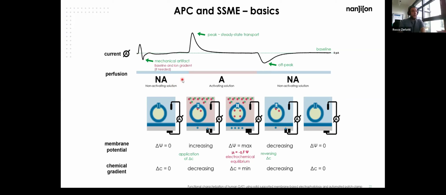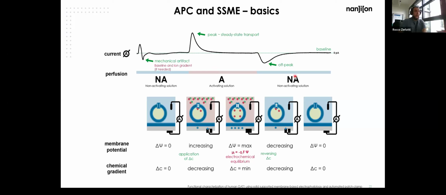Then we perfuse with the activating solution, and in this case, our activating solution will contain, for example, GABA, and this will generate, hopefully, a response from the instrument. And then again, we want to wash out everything and go back to the initial conditions, so perfuse again with a non-activating solution. And the system, after basically going in reverse, will go back to the initial conditions.